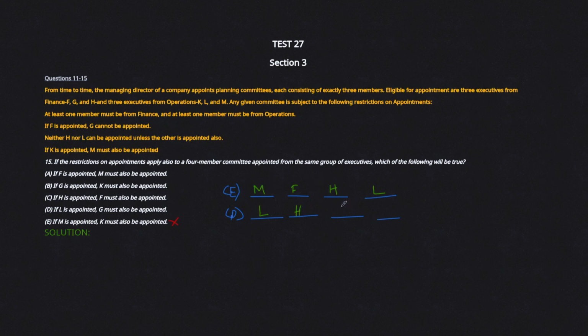And similarly, I'm just going to go down this route. Let's say I'll take K and then I'll take M. So it still fulfills all the criteria. We have L and H together, we have K and M together, then we have one from finance, we have at least one from operations. Yeah, it fulfills the criteria. So D is not a must again, so cross out.